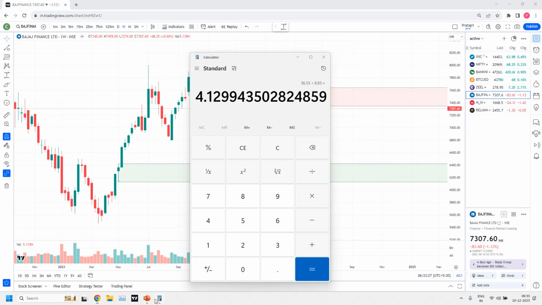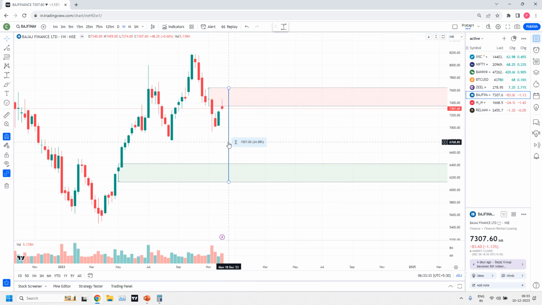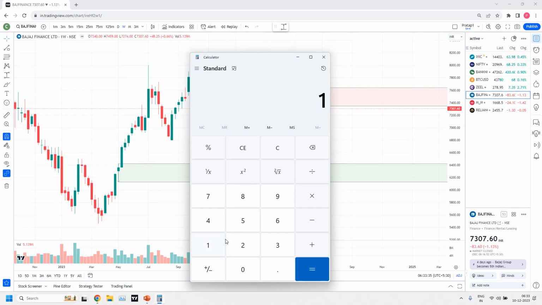So in the calculator, what is it? 1507 divided by 3. You get 502.33 points. So let me save it in the calculator memory by clicking M+. So in the memory, this value is saved.